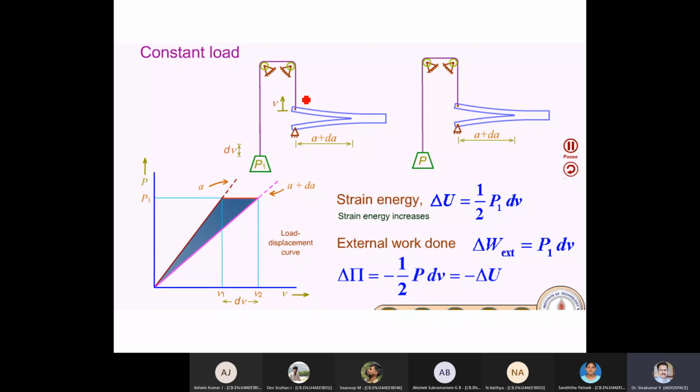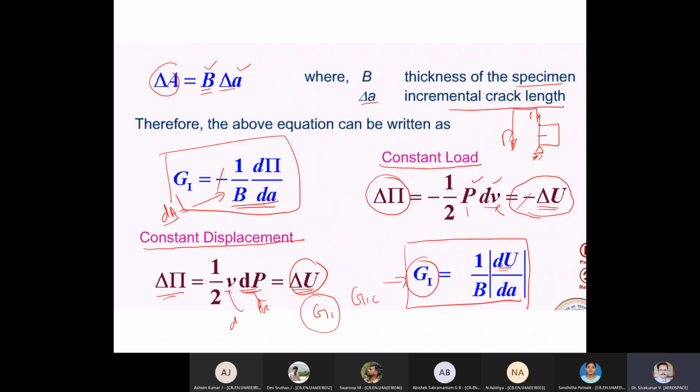This is what we have already seen. Constant load: strain energy is P1 into dV, and we also got external work P1 into dV. This is external work, this is internal work. So the difference, this minus this, is nothing but our delta U. This is what is given here.